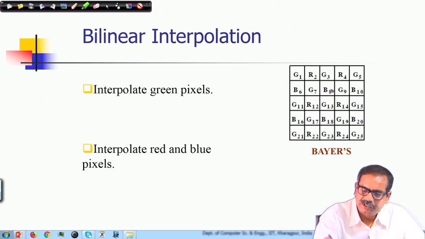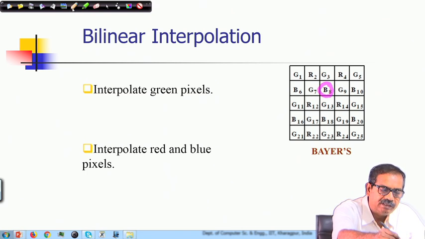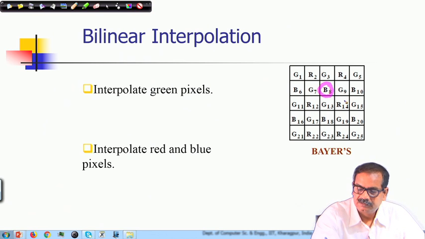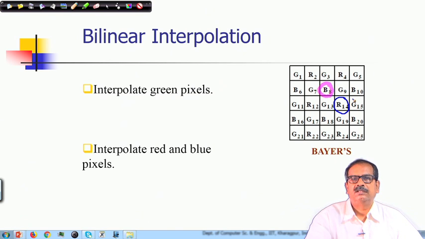For example, a location like this, which is shown here as say B8, or a location like this, which is shown here as R14. These are the locations where you need to compute the missing green component. Now, you can observe that the neighboring information of green samples is available in the form of 4 neighbors. In the discrete grid, the 4 neighborhood definition is quite straightforward.